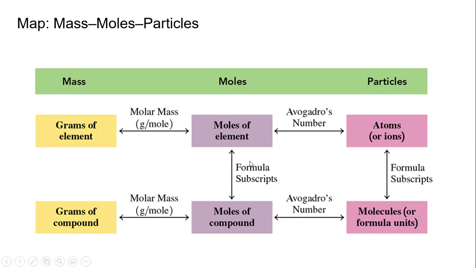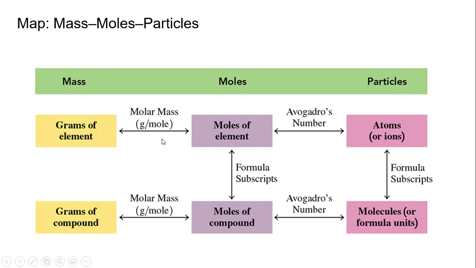Formula subscripts are just the subscripts of how many. So if hydrogen has 4 hydrogens, then 4 moles of hydrogen are in that compound. That's what these mean, is how many. So if oxygen is 2, then you have to make sure you account for those 2 that's written as a subscript on here. So here's just a little map that will help you.